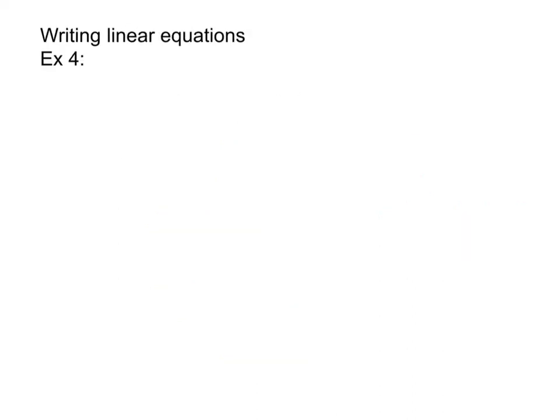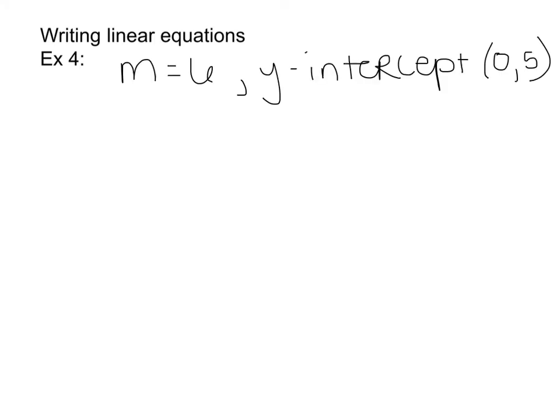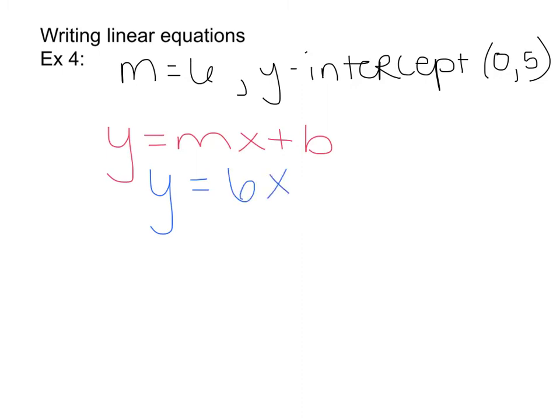In example 4, let's write our first linear equation. It gives us that m equals 6, which means the slope is 6, and the y-intercept is the point (0, 5). So when we're writing our equation in slope-intercept form, all we have to do is plug this in. My m, my slope, is 6. My y-intercept, I know it's written as a point, but that just shows you that it goes through your y-axis at positive 5. So your equation for this line is y equals 6x plus 5.